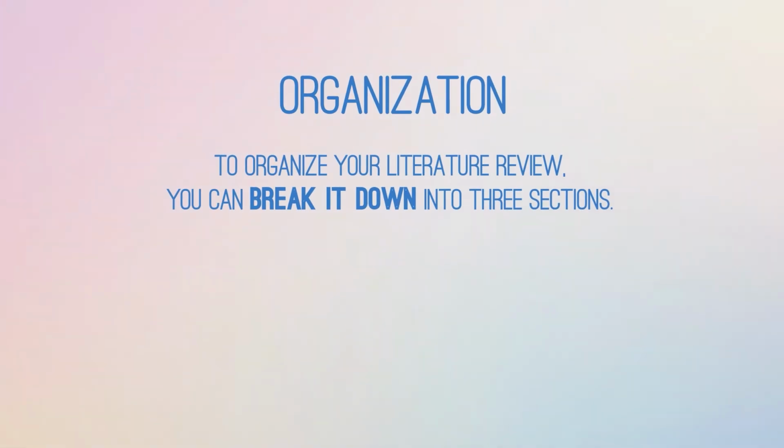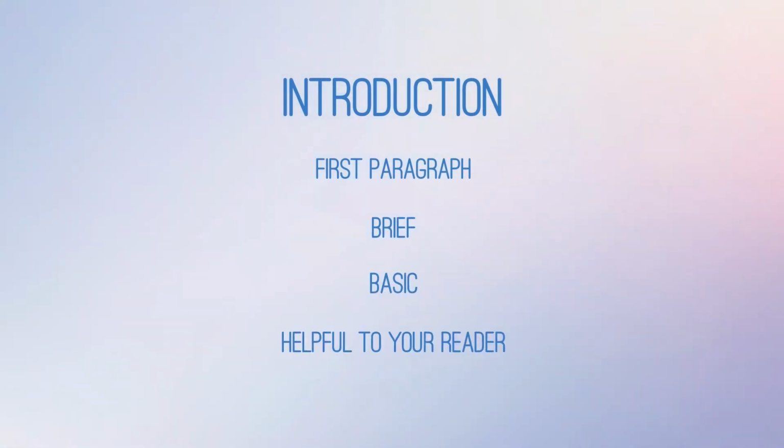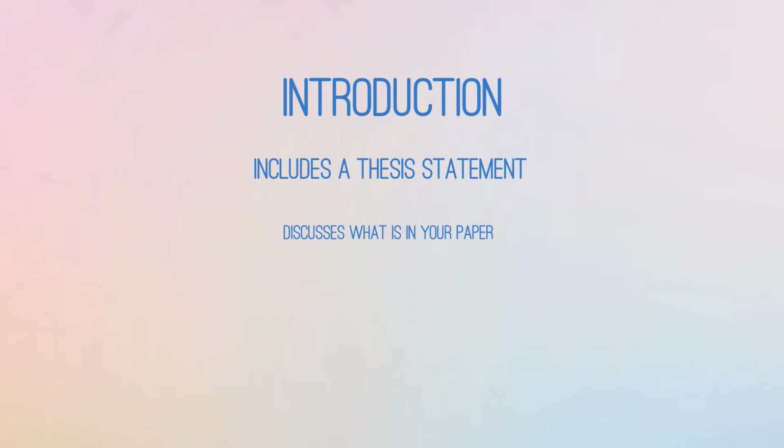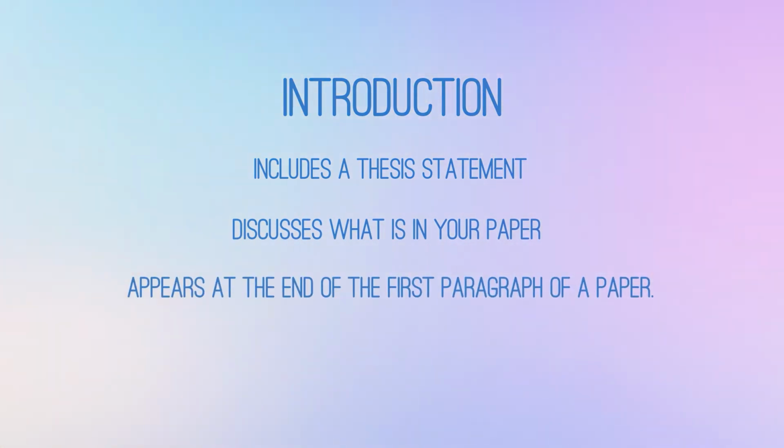To organize your literature review, you can break it down into 3 sections: the introduction, the body, and the discussion. The first section is the introduction, which is the first paragraph. It is brief, basic, and helpful to the reader. The introduction includes a thesis statement. The thesis statement discusses what is in your paper. It usually appears at the end of the first paragraph of your paper.